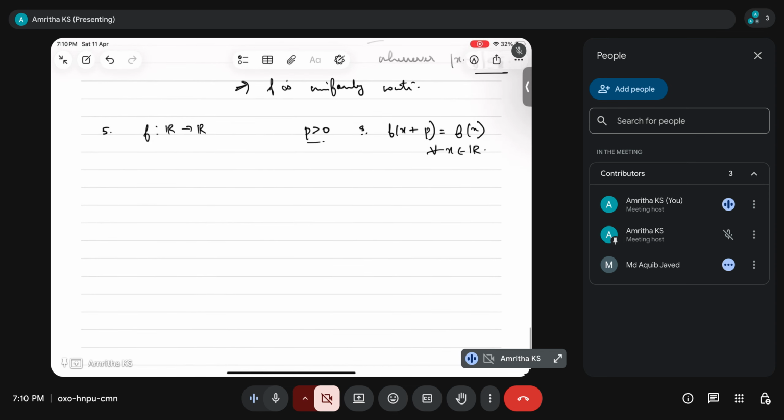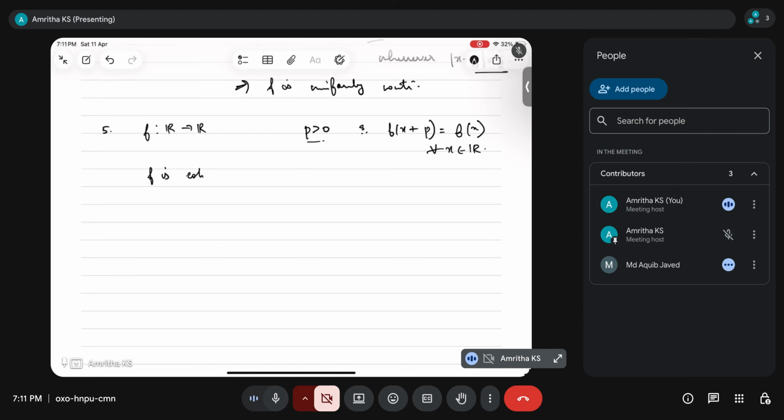Then prove that a continuous periodic function on R is bounded and uniformly continuous. f is continuous and periodic implies f is bounded and uniformly continuous on R. Okay.